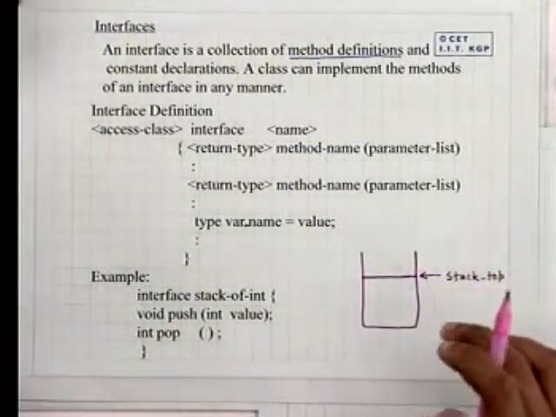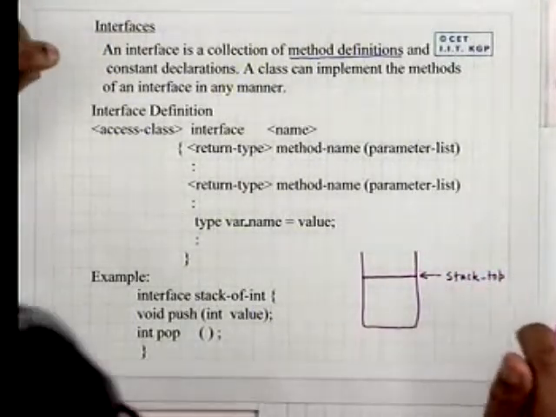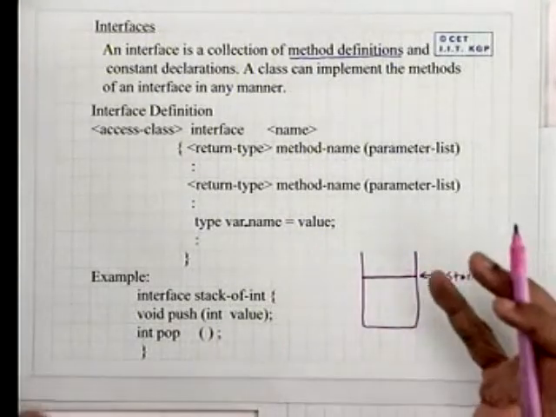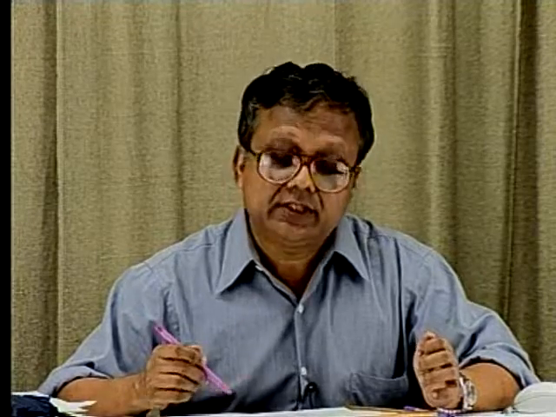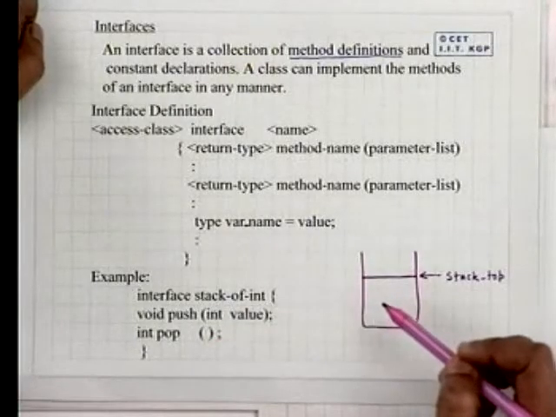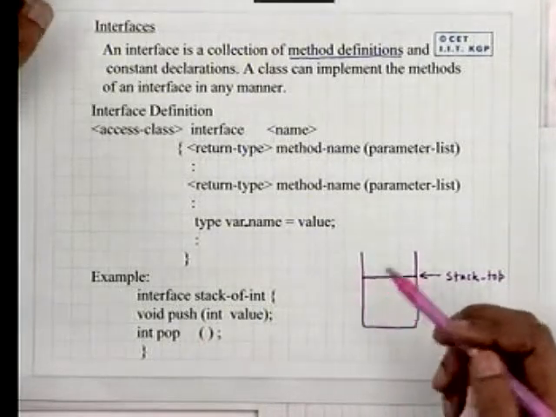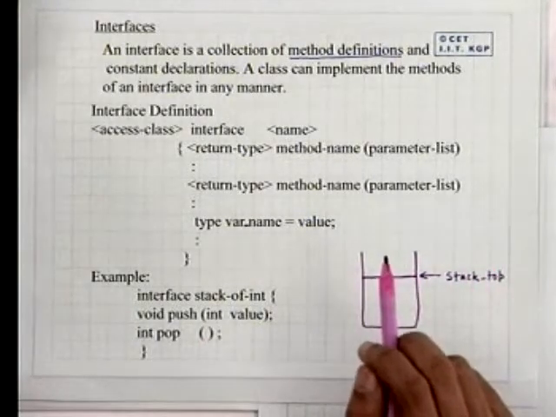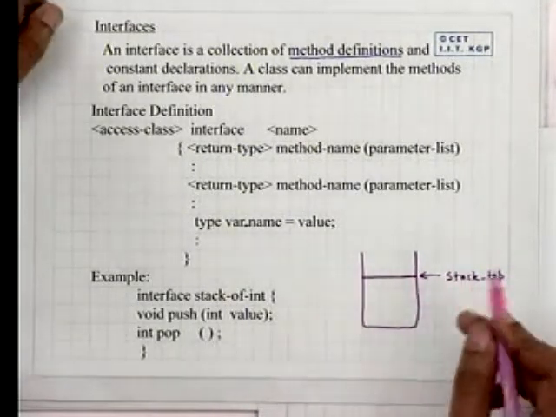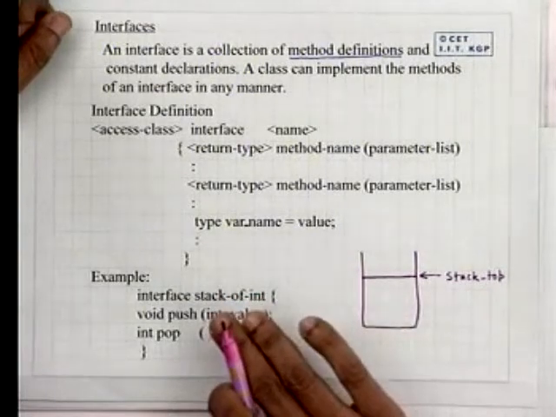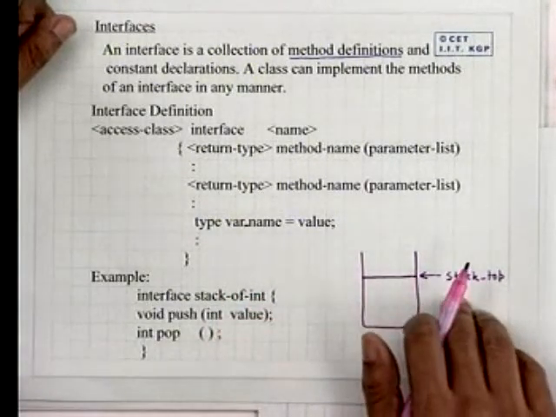So if you think of a stack as an abstract data type, it has some operations through which the external world can use it. We can push an element into the stack, that is push int, and pop. There can be other methods, like testing whether the stack is empty or not, but we do not want to see how this stack is actually implemented.